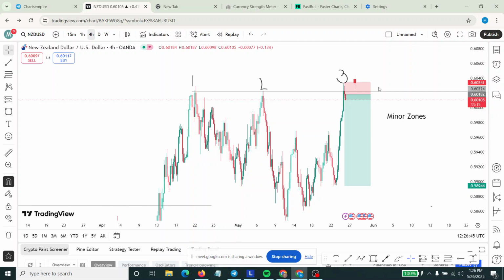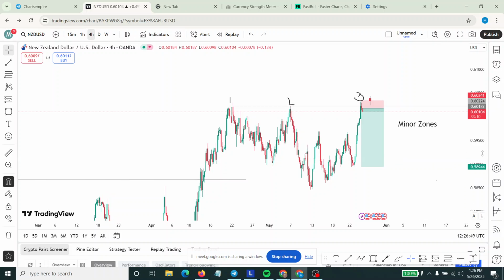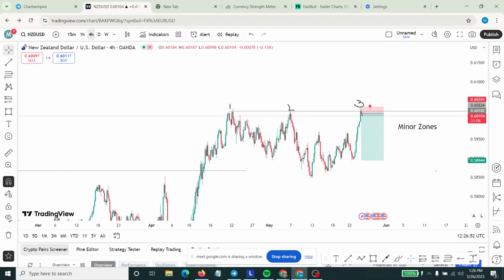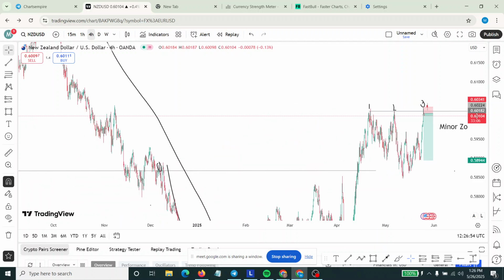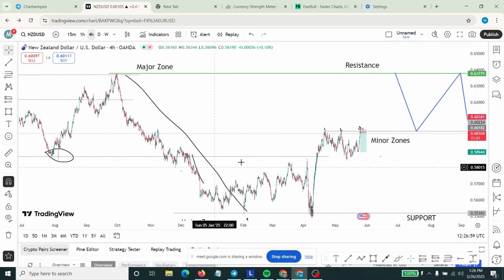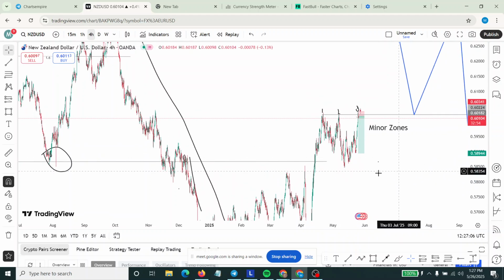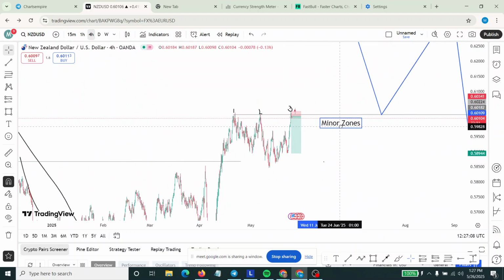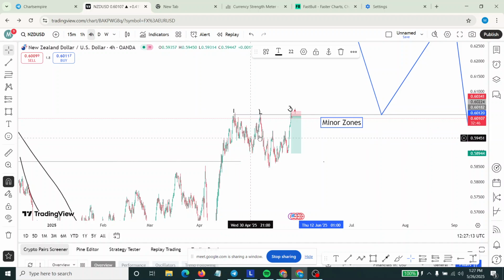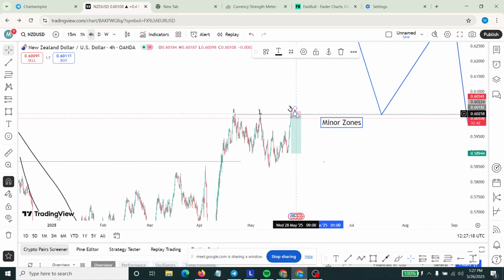Do you remember this analysis I did in the last class? Do you remember that we had a major zone and also a major support? We have a major support and also a major resistance, and I told you that this one we are experiencing is a minor zone. That we've seen a first touch and we've seen a second touch. That we are expecting the market to come all the way to give us a third touch.